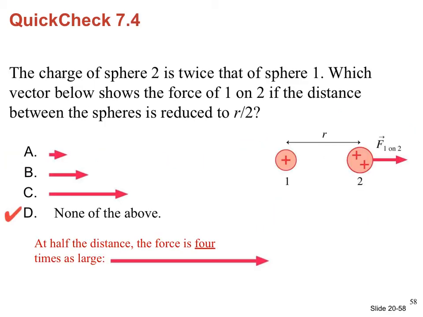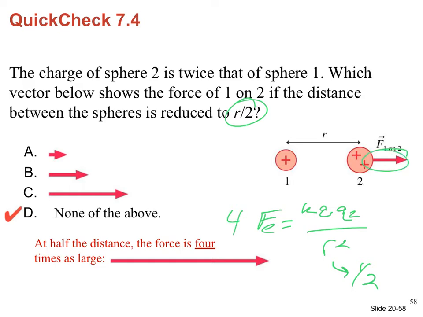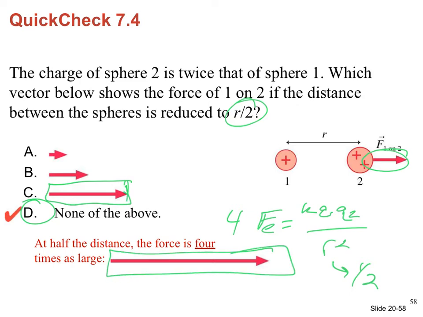All right, here's another quick check. The force on sphere 2 is twice that on sphere 1, which happens when I split the distance in half. So we know that Coulomb's law, the electric force, is k Q1 Q2 over R squared. So if I halve R, I am not going to double the force. I am going to quadruple the force because it's squared. So whatever 4 times this is, it is D. Why is it D? Because this guy right here is only twice as long. It needs to be 4 times the magnitude of the force.